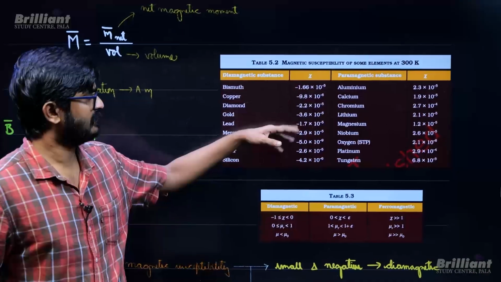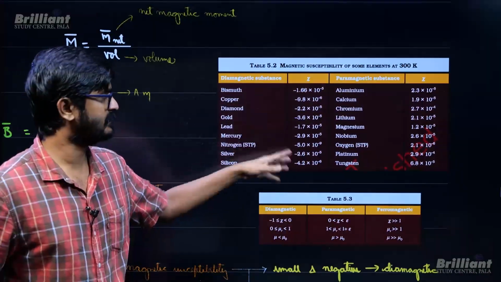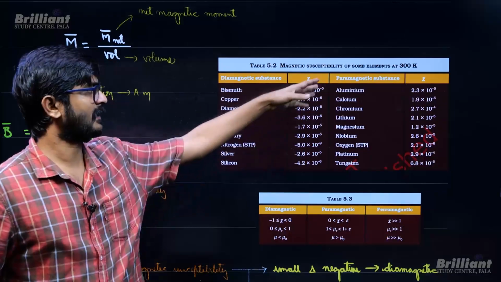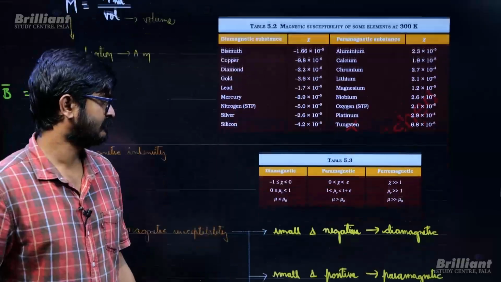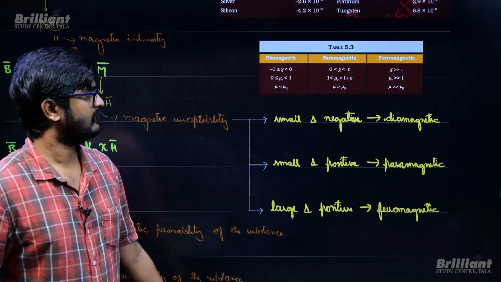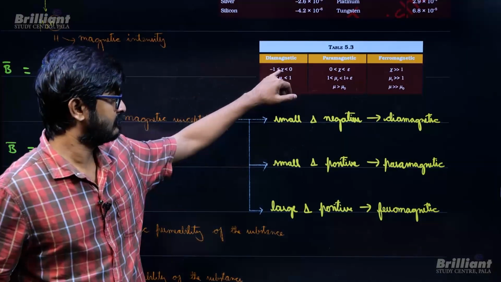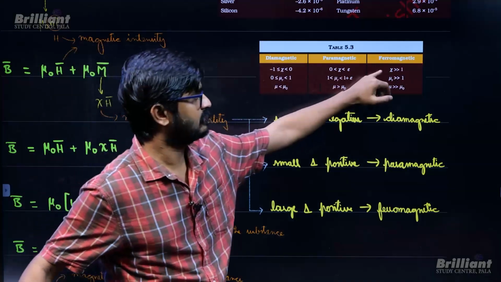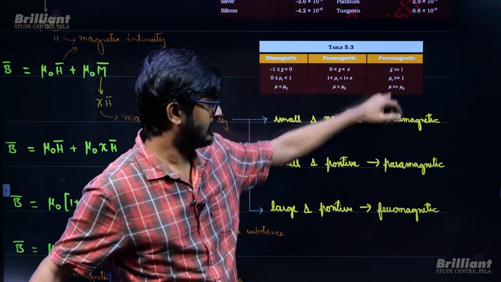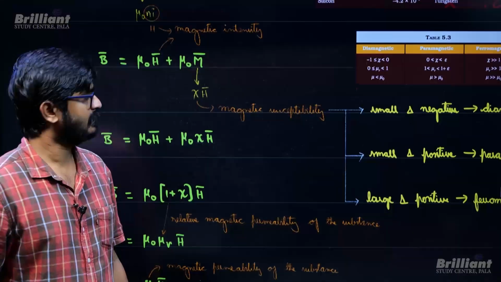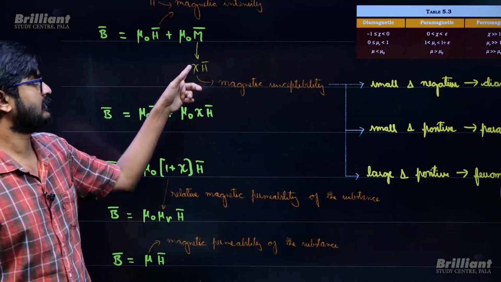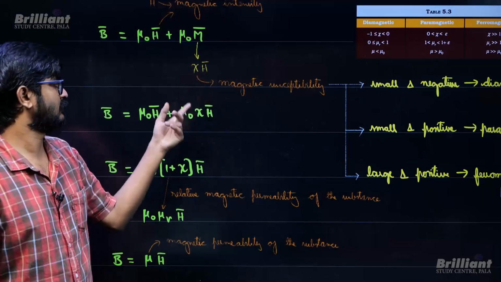You don't have to mug up the table, it's just to see which are diamagnetic, paramagnetic, and what it means by small and positive, small and negative. Small and negative, small and positive, positive and larger, right? Anyway, we'll continue with that. So these two will be proportional to each other, the proportionality constant will be chi, so you can write it.